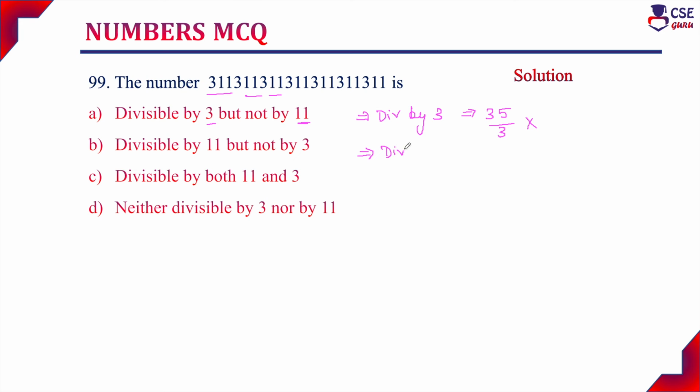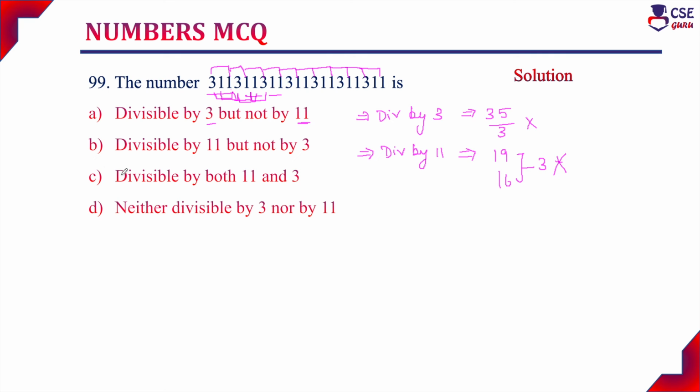Next, we need to check divisibility by 11. That is, the sum of odd-place digits minus the sum of even-place digits. The difference should be either 0 or divisible by 11. The sum of odd-place digits is 3 plus 1 plus 1 plus 3 plus 1, which is 19. And the sum of even-place digits is 3 plus 1, 1 plus 1 and 1 plus 3, whose sum is 16. The difference is 3. So it is also not divisible by 11.